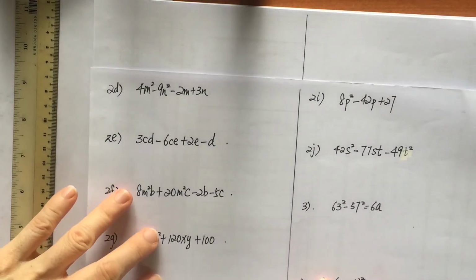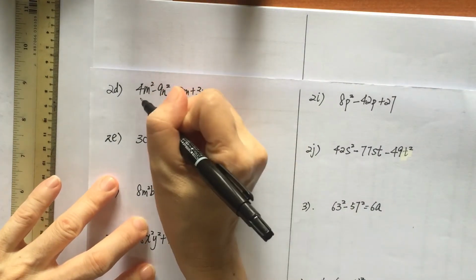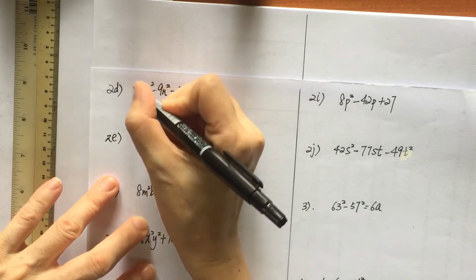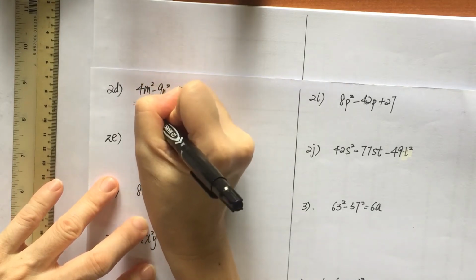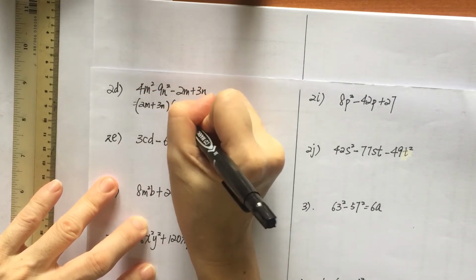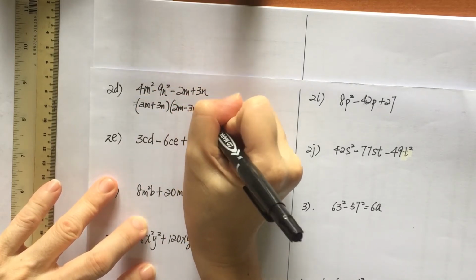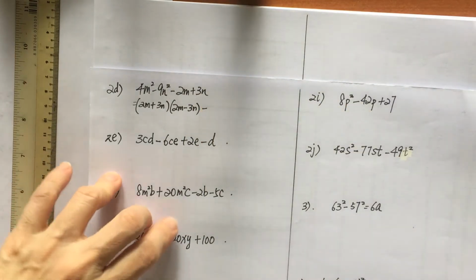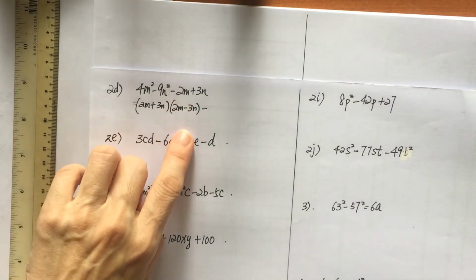Usually for 4 terms, we'll try to see whether we can factorize group by group or not. So 2 by 2. This 2 is quite obvious. It is a squared minus b squared. It will be 2a plus b times 2a minus b. And so I can see that there's something the same here, right?